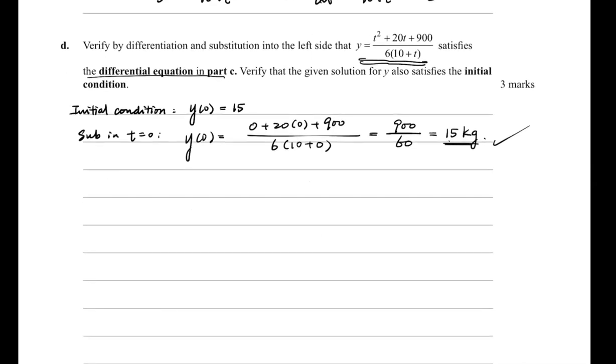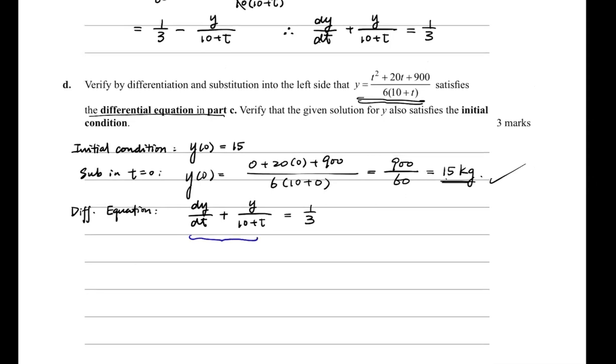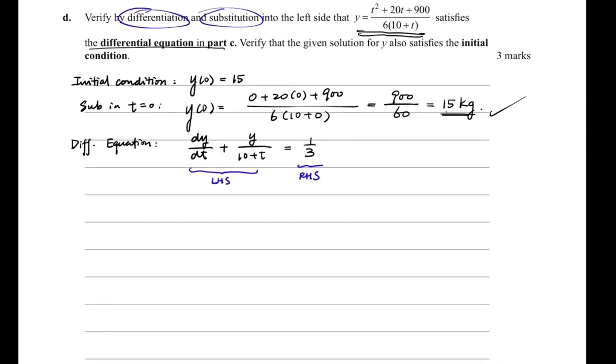How about the differential equation? Let's write the differential equation. What is that? The left-hand side is dy/dt plus y over (10 plus t). The right-hand side is 1 over 3. So this bit is the left-hand side. This bit is the right-hand side. By differentiation and substitution, I want to show my derivative here. Not necessarily to show every step to derive the derivative, but you can simply state dy/dt equals what, okay?